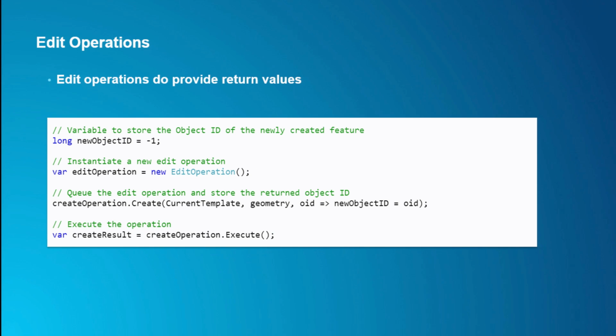Edit operations also provide you with the option of obtaining return values from some of the methods. In this particular instance, we are using the create method, and we're going to add a lambda to the end of the create method to obtain the object ID that is returned when that feature is created. So again, I've got my edit operation, I've got the create method, I'm using the current template, I'm passing in a geometry, and then I add the lambda at the end to take the newly created object ID and put it into my new object ID variable.